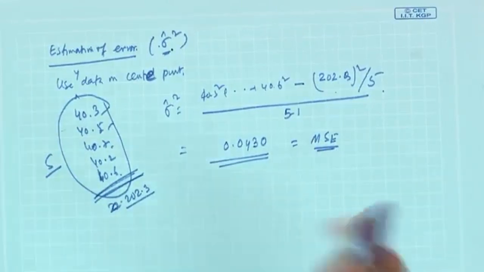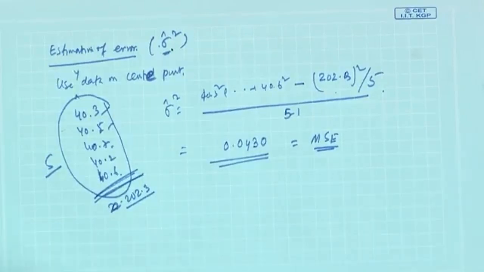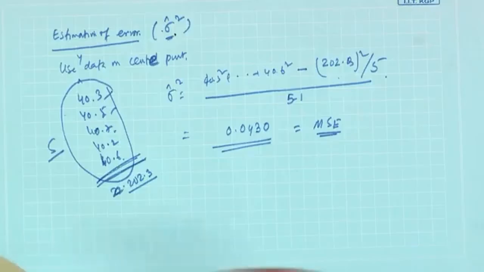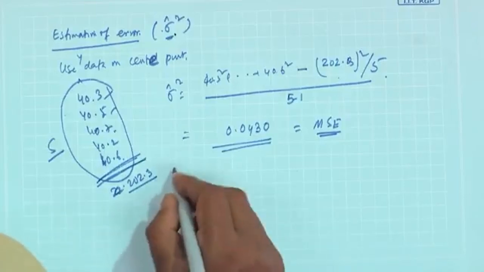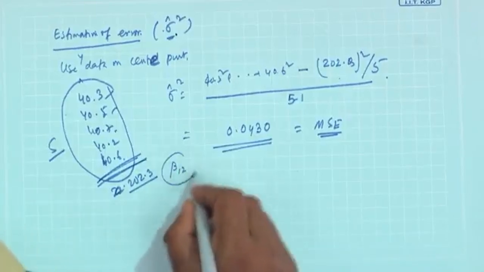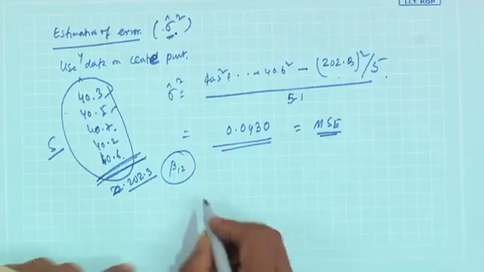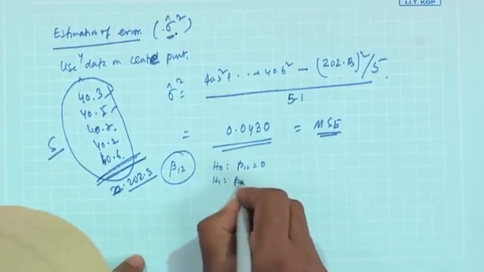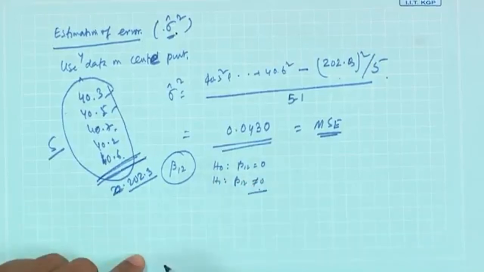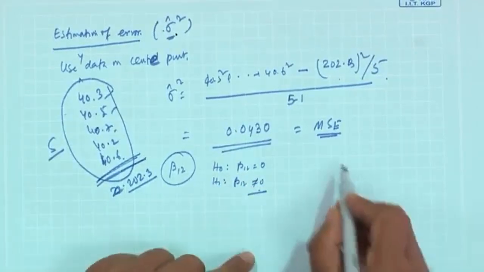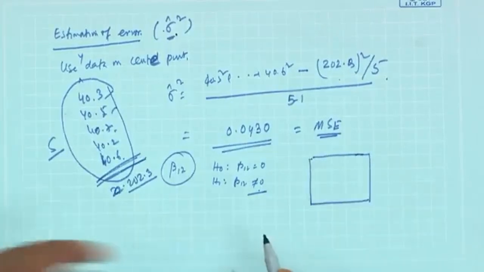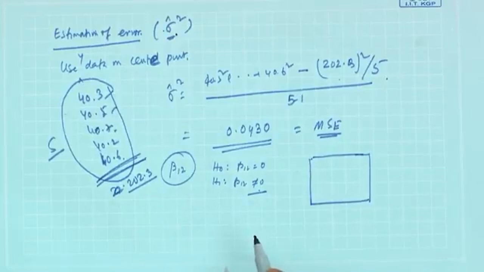Okay. So, when we discussed the central point, we have already seen this one. Now, what do you want to do? You want to find out the second one. The second one is your beta 1 2, whether that effect is there or not. So, the hypothesis is H 0: beta 1 2 equal to 0, the null hypothesis, and beta 1 2 not equal to 0. So, how do you find out beta 1 2? You will find out from the factorial points. So, what are the factorial points values at low and high?